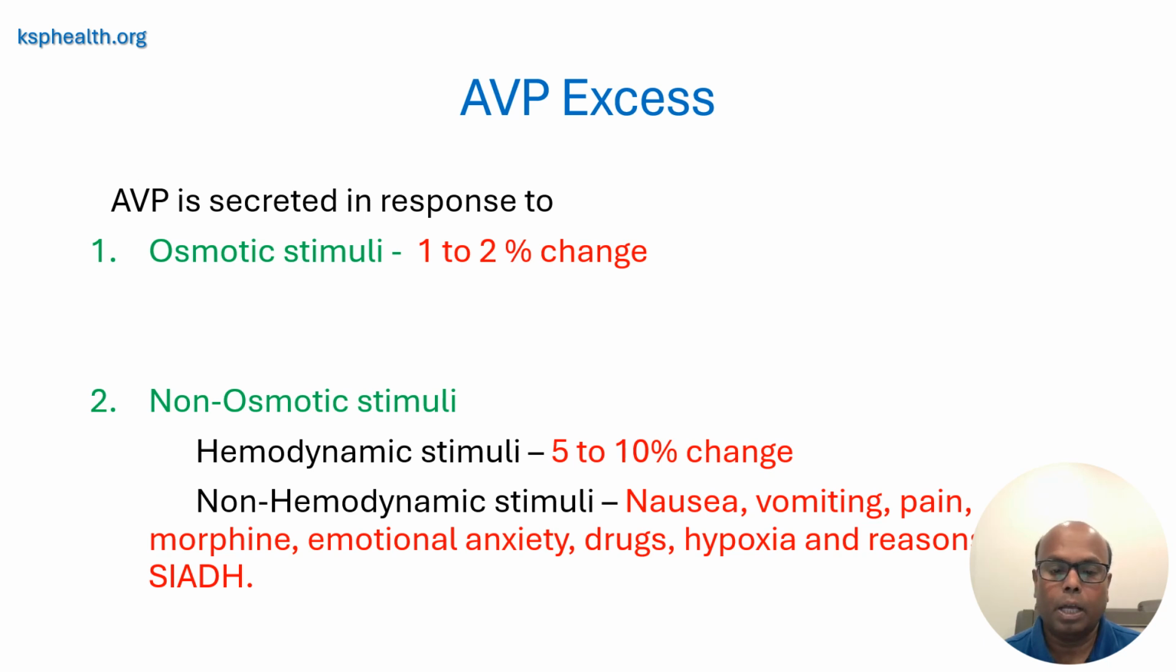The most important thing we are worried about is non-hemodynamic stimuli. The non-hemodynamic stimuli are nausea, vomiting, pain, morphine, emotional states like anxiety, drugs, hypoxia, and the other reasons for SIADH. Almost 100% of the patients admitted to the hospital have one or a few of the non-hemodynamic stimuli. That means all hospitalized patients have non-hemodynamic stimuli to secrete arginine vasopressin.